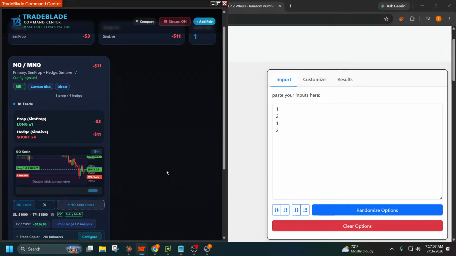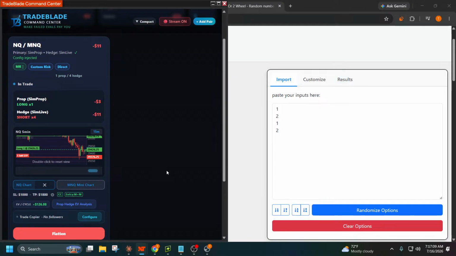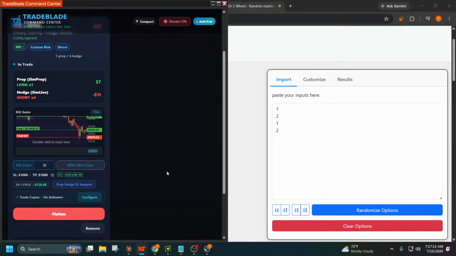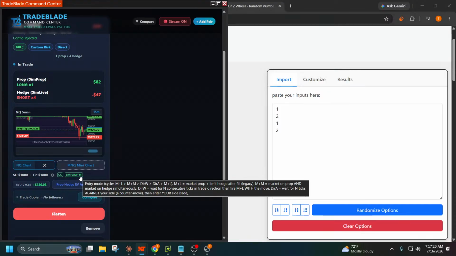Hedge short filled on MNQ. Prop long filled on NQ. Fully hedged. Okay. I'm satisfied. So I used market orders on both of them, market and market.